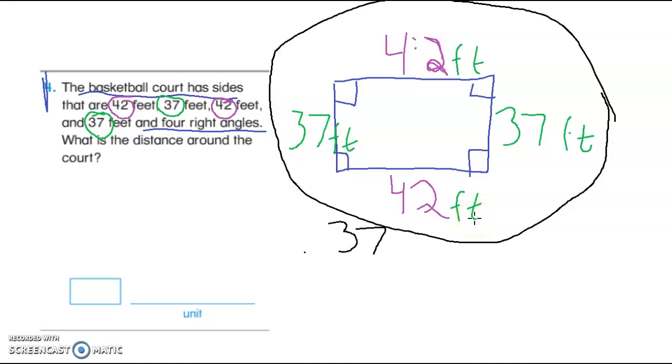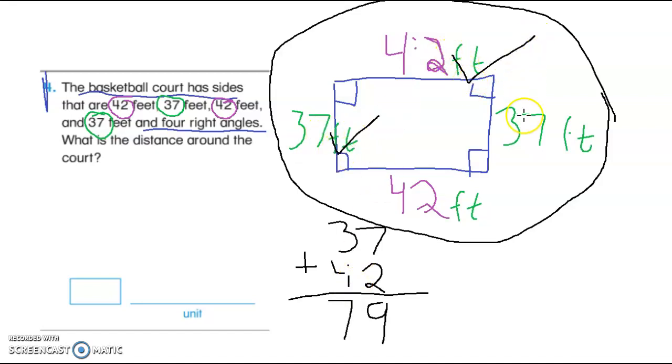So I have 37 plus 42. I add my 1's first. 7 plus 2 equals 9. Then I add my 10's. 3 plus 4 equals 7. So I get 79. I have added this one and this one. I still have these 2 to add.